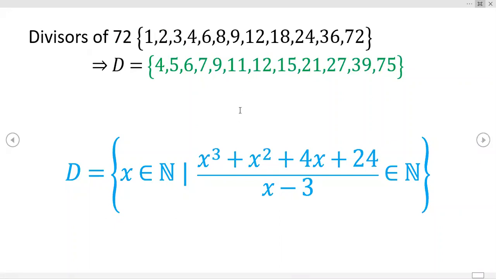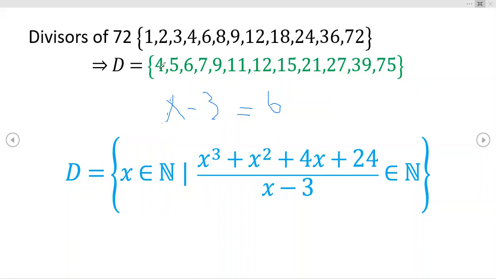But notice all I did was set x minus 3 equal to each of these divisors. For example, one of the examples would be to set x minus 3 equal to, let's say, 6. This is just an example. x minus 3 equals 6. Again, just a single example. 6 is a divisor of 72. Notice that we see that 9 is in this set right here. And so on and so forth. You go all the way out and you get this set.